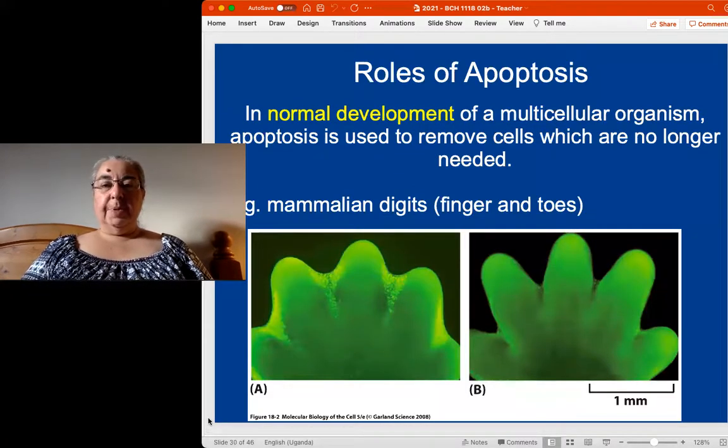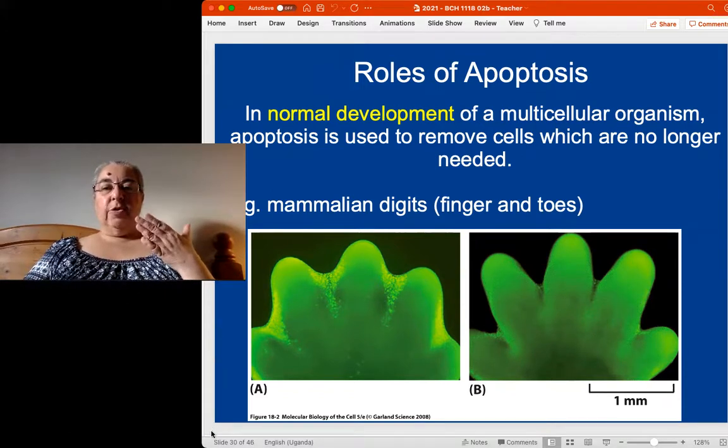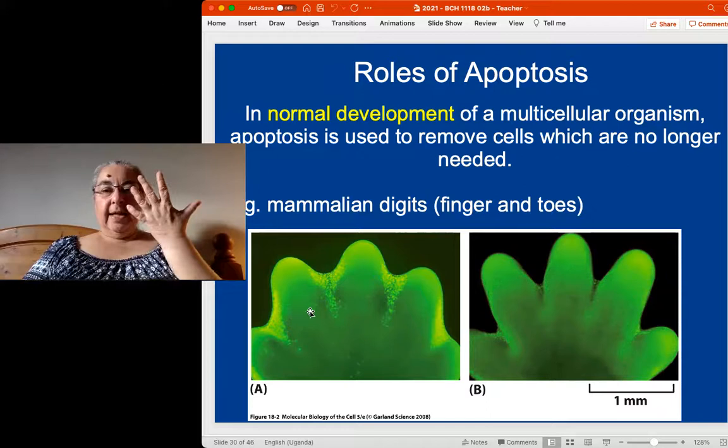So why does apoptosis happen? Well, it can happen as part of normal development in a multicellular organism. So if cells have been put in place during development and then are no longer needed, they can be removed by apoptosis. So here we see this structure, a hand developing.